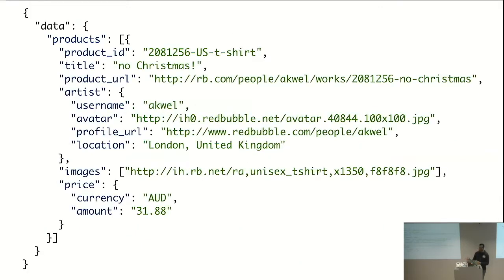So consider this response. This is a subset of a Redbubble product. This is a product API that we built as part of this project. And there's a lot of data in here, right? This is just one of our products. We have about 65 products.